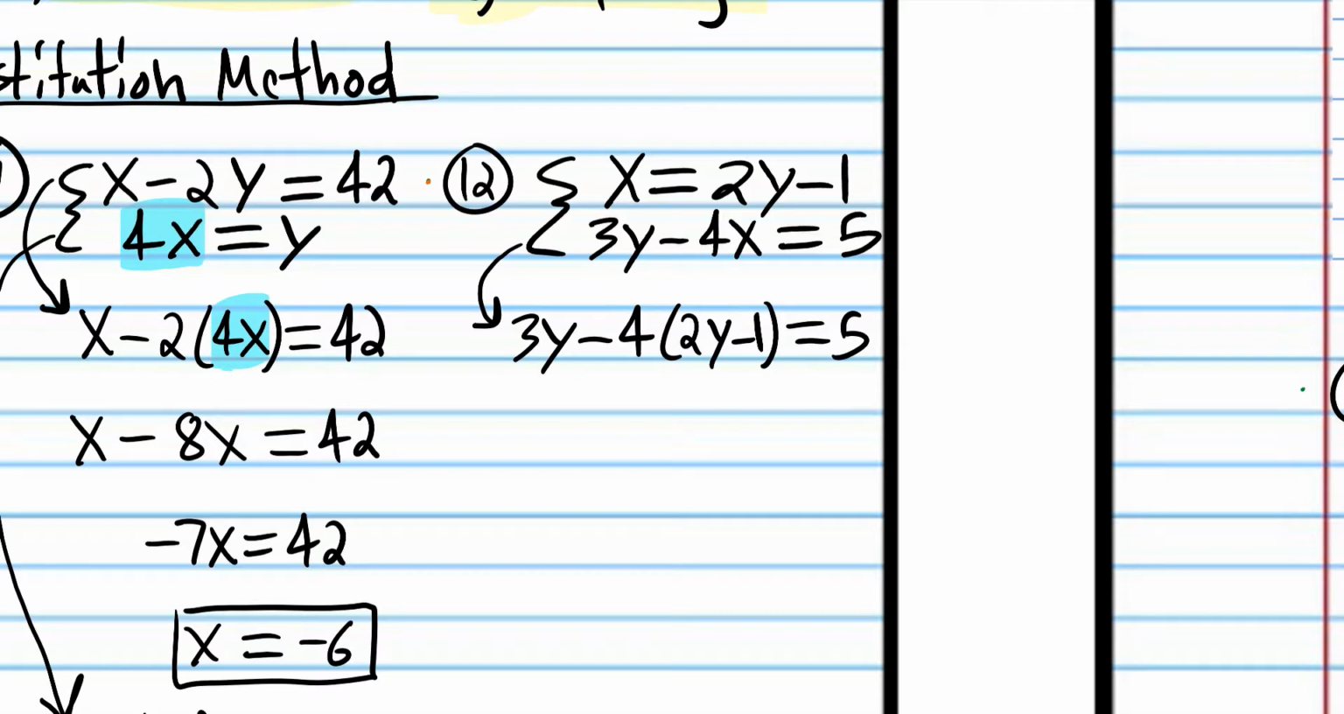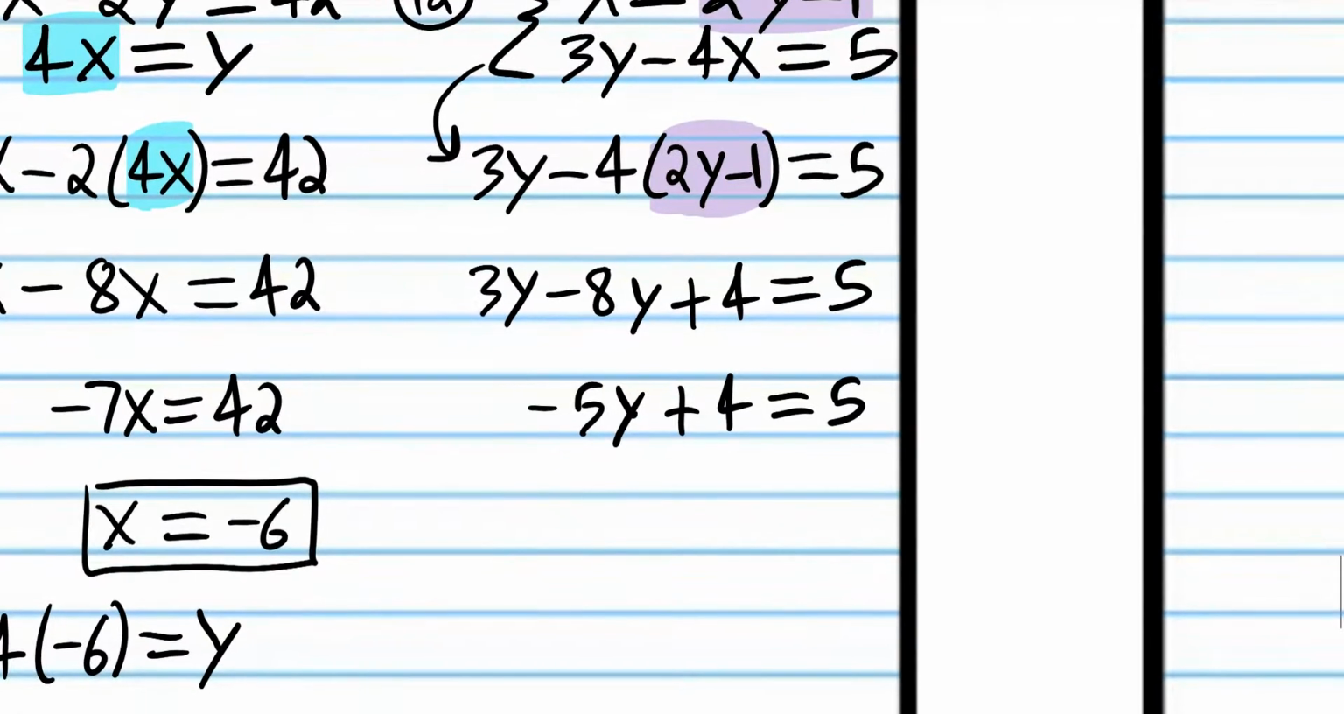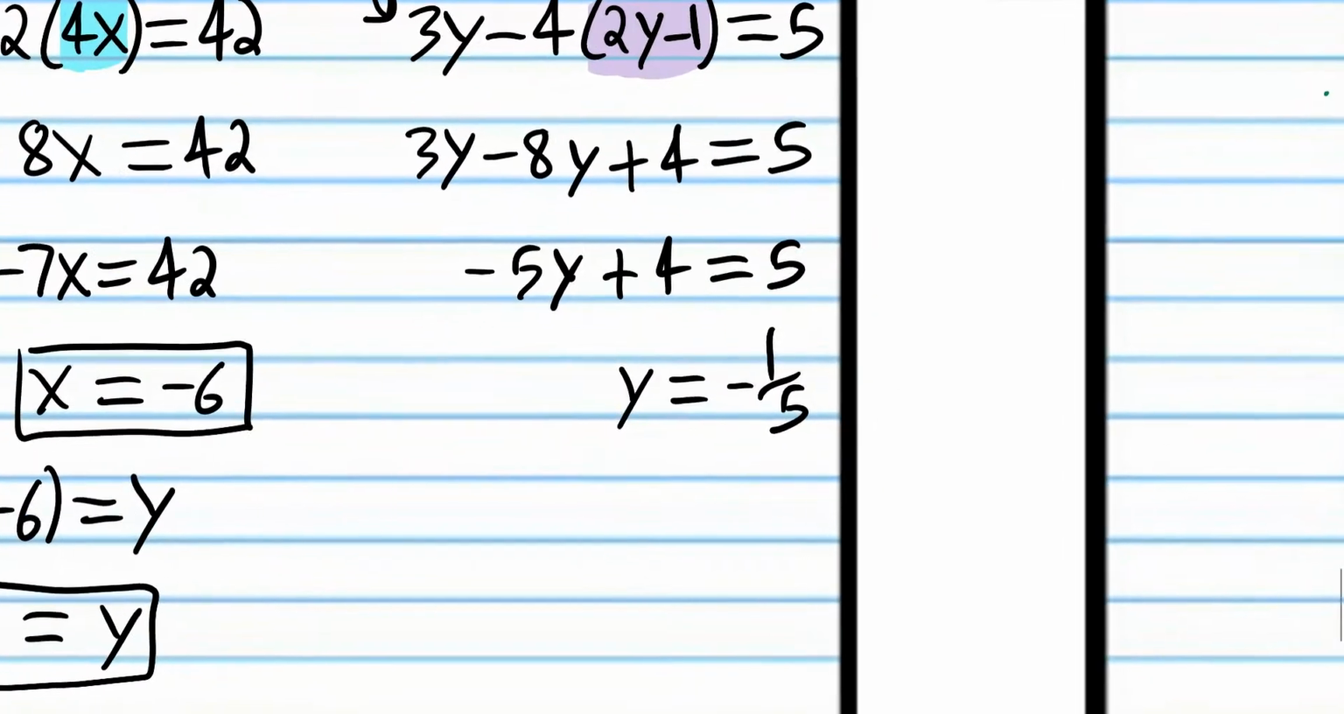So again, I took this and plugged it in. So now we have 3y minus 8y plus 4 is equal to 5, getting rid of the parentheses there. 3y minus 8y is -5y. And solving that, we get y is equal to -1/5. You can skip some steps here. You don't have to show every single algebraic step.